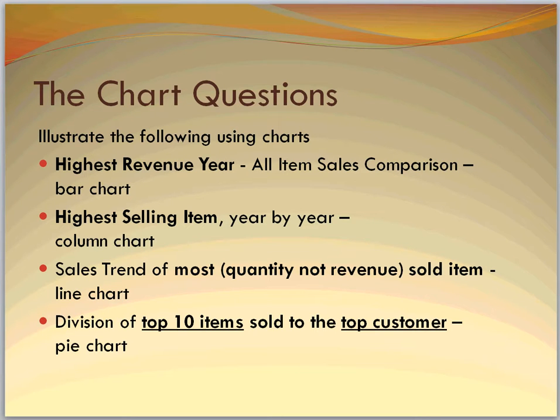Now we're also going to do some pivot charts near the end. We're going to do 4 of them. We're going to do a pivot chart showing the highest revenue year, and a comparison of all the sales items in a bar chart. Then we're going to do the highest selling item year by year in a column chart. So what items sold the most, and then let's see it year by year. Next, we're going to do a sales trend of the most quantity sold item, not revenue, in a line chart so we can see how this item sold over the years, and any sales trends in it. And lastly, we're going to do a pie chart of the top 10 items sold to your top customer. So let's get started.